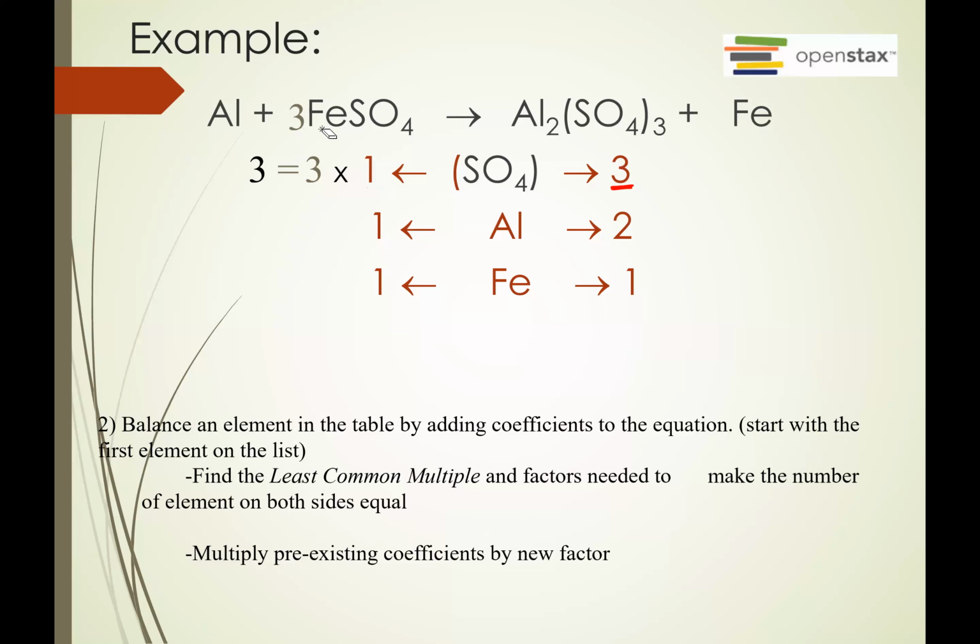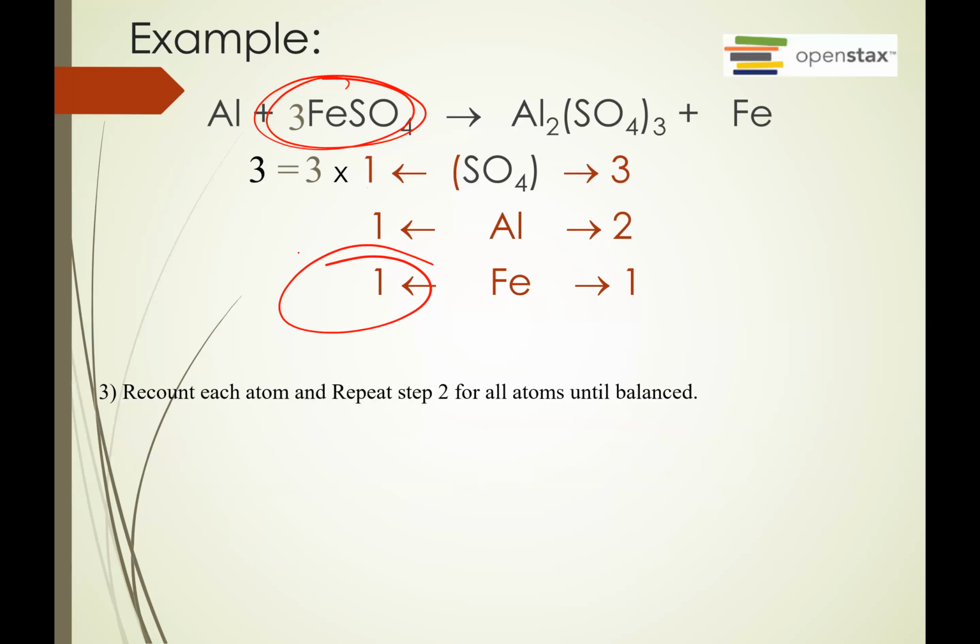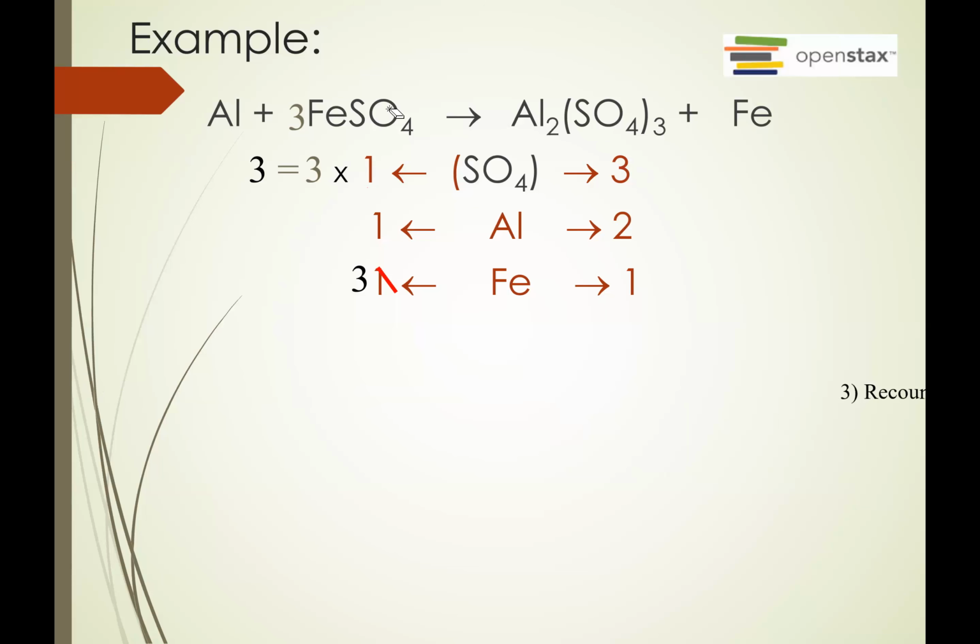But what did that just do to our irons? How many irons do we now have in our reactants? 3. So now we need to change this number down here to 3. Okay, so now our irons are good. Our irons are messed up, but our sulfates are okay. Okay, so now you get to decide which one do you want to do next.